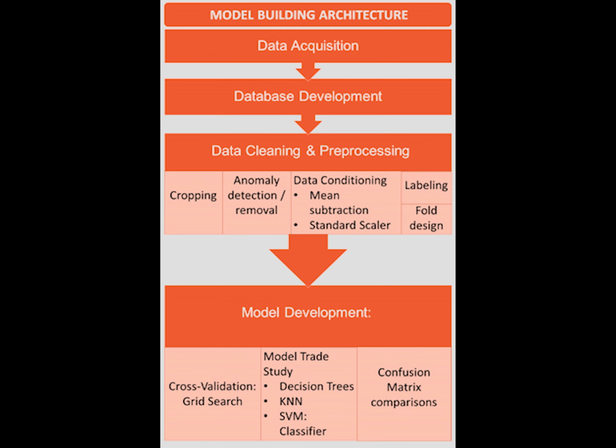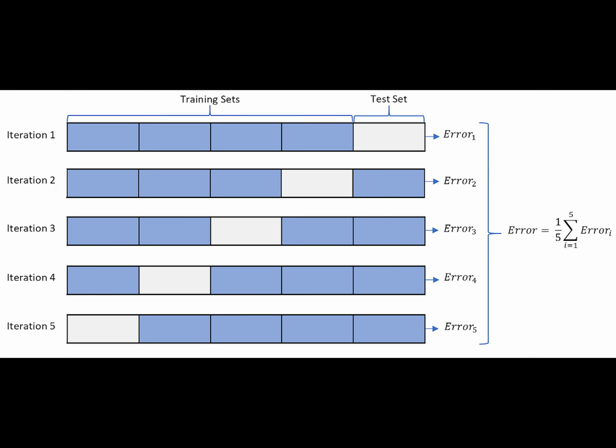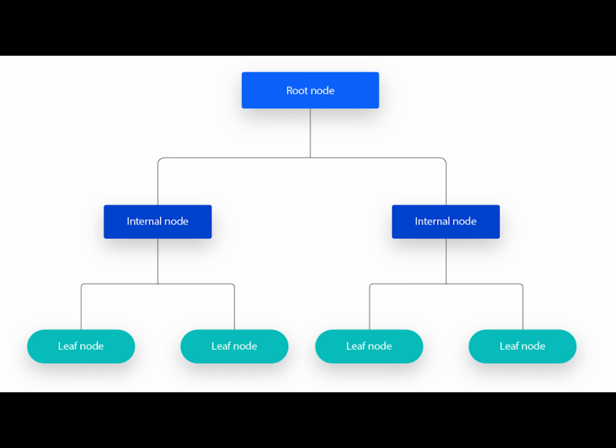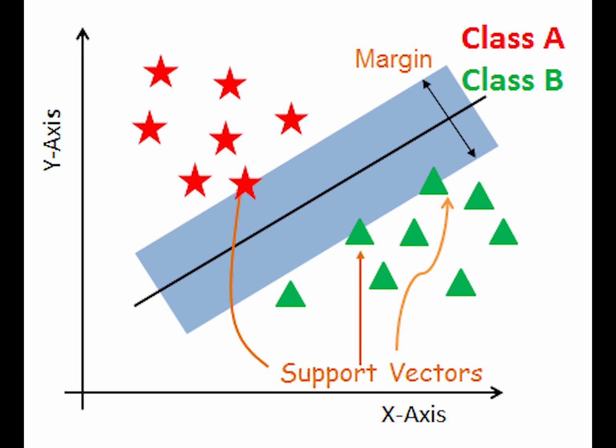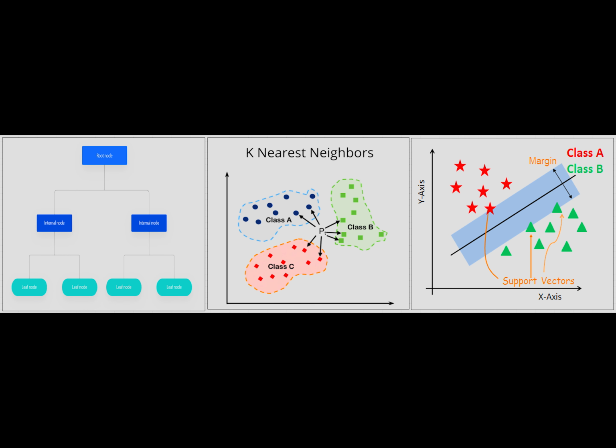Here, I will perform cross-validation on the dataset to help create a more robust model. As for the model itself, I will be conducting a model trade study, which will include decision trees, k-nearest neighbor, and support vector machines classifier. After the models have run, a comparison will be done of their performance metrics to find the machine learning model best suited for the task.